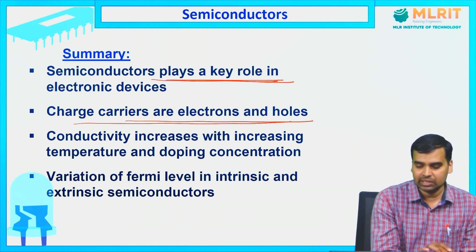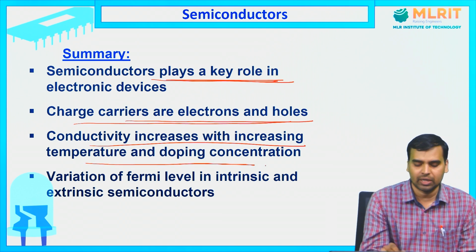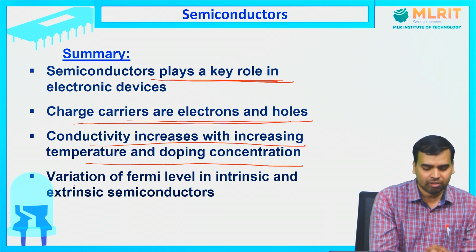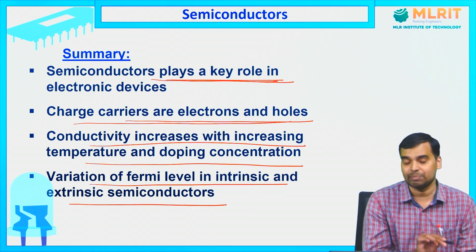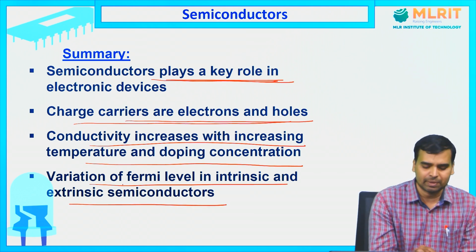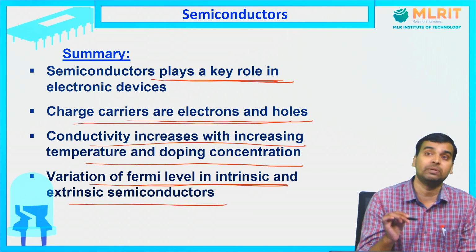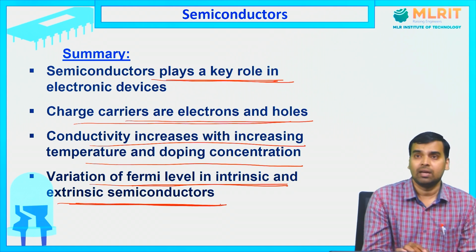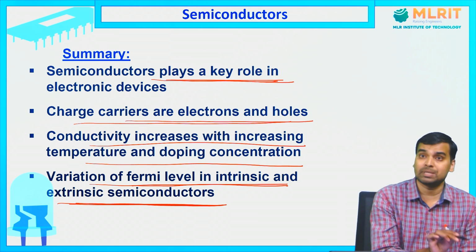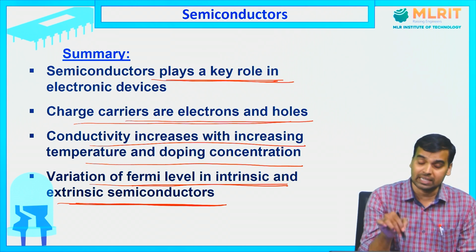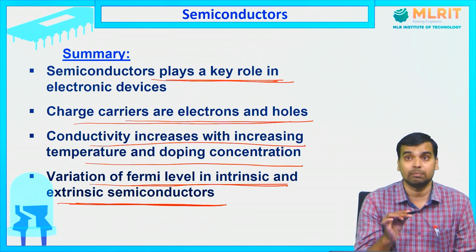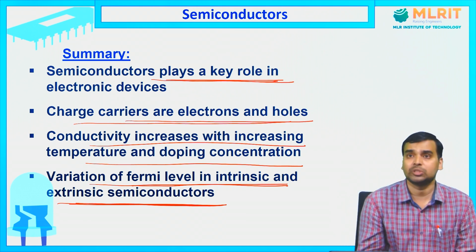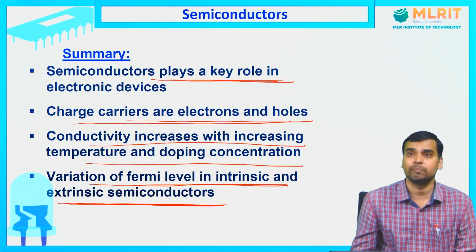Next, conductivity increases with increase in temperature and doping concentration. We already studied that with the graph. And the variation of the Fermi level in intrinsic and extrinsic semiconductors: in an intrinsic semiconductor, the Fermi level is exactly in the middle between the valency band and the conduction band. In extrinsic semiconductors, it varies. In an n-type semiconductor, with increase in temperature, the Fermi level decreases. In a p-type semiconductor, with increase in temperature or doping concentration, the Fermi level increases. This is today's class. I hope it's clear. Thank you to one and all.